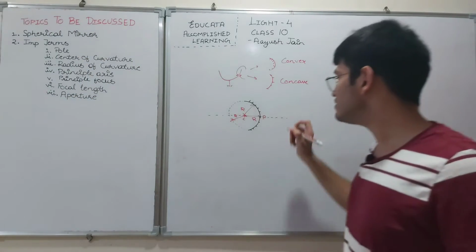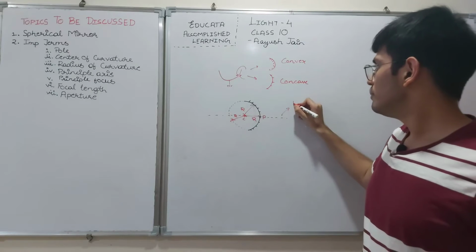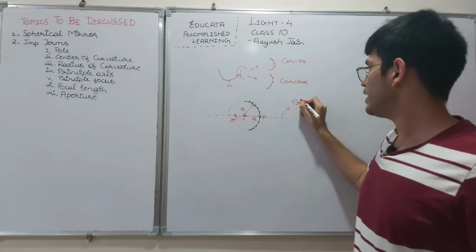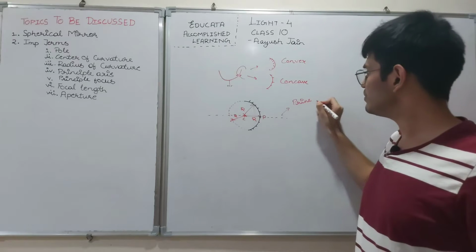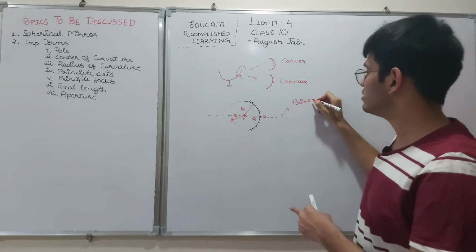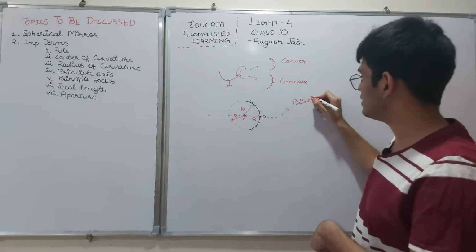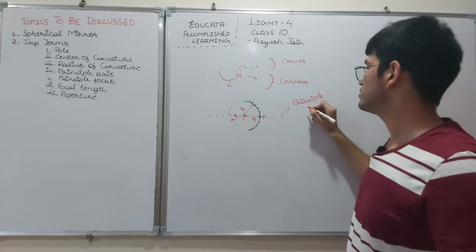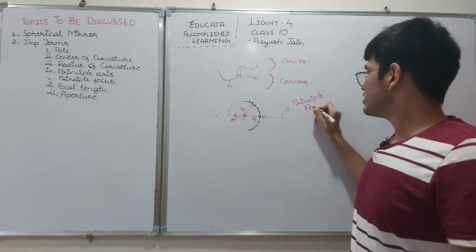This line is basically known as the principal, P-R-I-N-C-I-P-L-E. Okay, principal is basically the head. No, that is P-R-I-N-C-I-P-A-L. This is P-R-I-N-C-I-P-L-E, principal. Okay, principal axis. So this thing is clear to you.